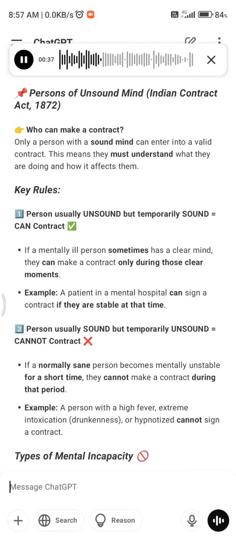2. Person usually sound but temporarily unsound cannot contract. If a normally sane person becomes mentally unstable for a short time, they cannot make a contract during that period. Example: a person with a high fever, extreme intoxication, drunkenness, or hypnotized cannot sign a contract.